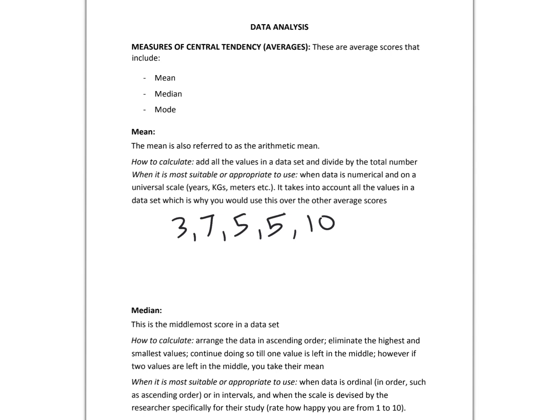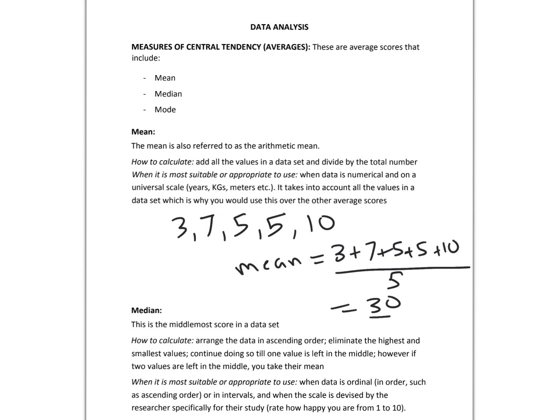10. So mean is simply calculated by the sum of all the values in the data set, which means 3 plus 7 plus 5 plus 5 plus 10 divided by the total number of values. How many values do we have? We have 1, 2, 3, 4, 5. So the denominator would be 5, which basically is 7 plus 3, 10, 20, 30 divided by 5, which equals 6. So the mean score of these 5 students in this test is 6 out of 10.